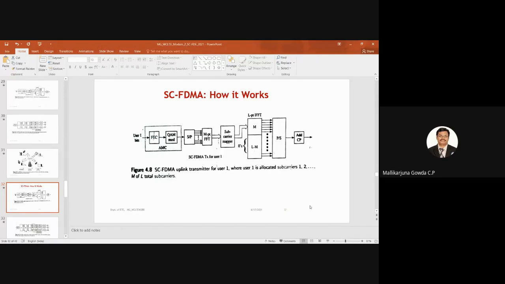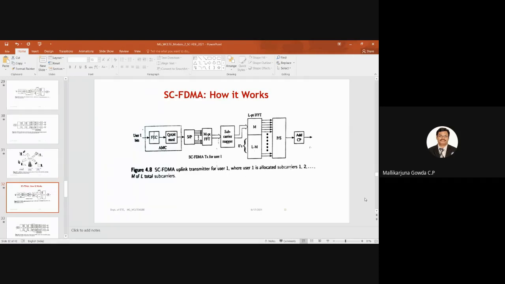Okay, so let us see how SC-FDMA works. What we need to understand here is how SC-FDMA is different from OFDMA. I will give 1 minute, just observe and try to find out what block is added in SC-FDMA when compared to OFDMA. Is any block added or removed with respect to the transmitter? I will show the OFDMA uplink transmitter also, and you compare and identify what the difference is.